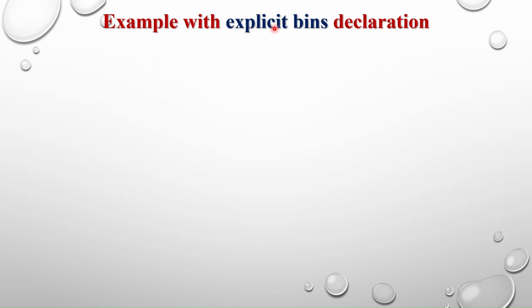Now we will see an example with explicit bins declaration. So what is explicit bins? We know that automatically generated bins are called implicit bins. Similarly, explicitly generated bins are called explicit bins. Explicit means we have to manually define the bins for the coverpoint. We have to manually define the specific value or ranges of values to the bins of the coverpoint. Okay, we will see how to generate the explicit bins for the coverage specification.